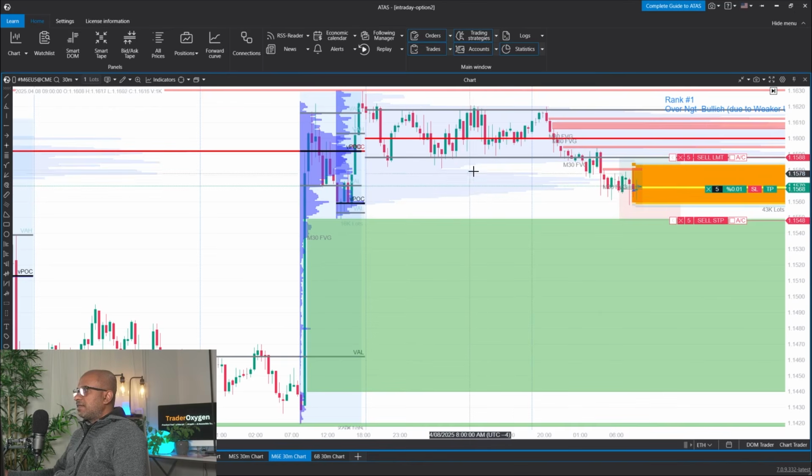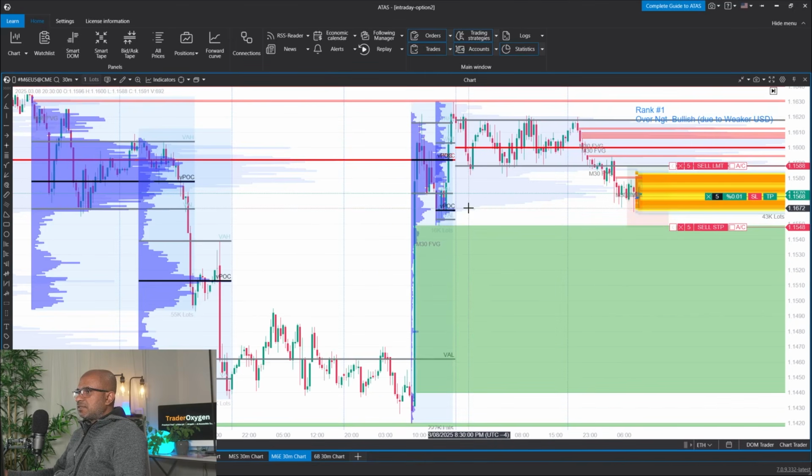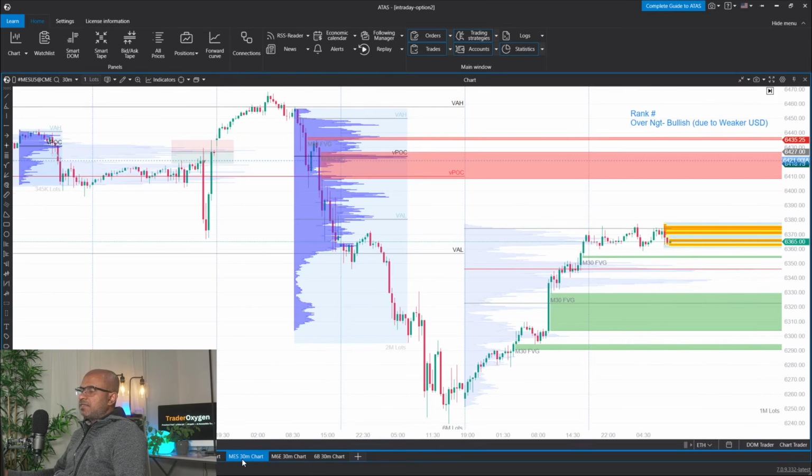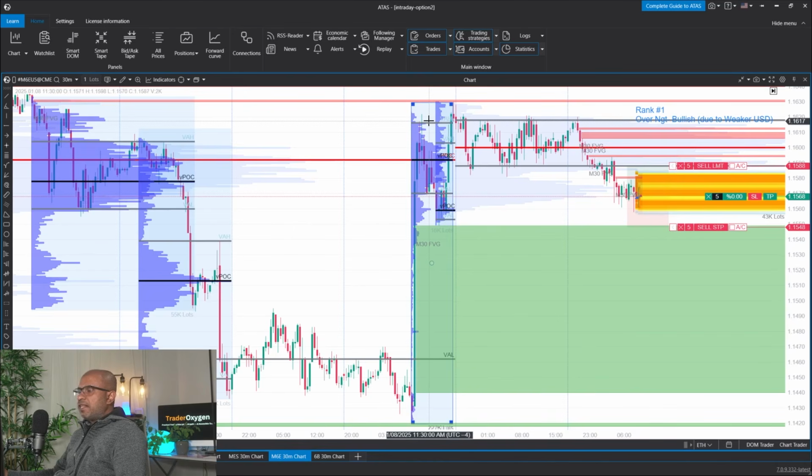And then yesterday, Monday and Friday. If I just zoom in a bit, you can see that compared to MNQ, Micro E-mini NASDAQ Index Futures, and MES, Micro E-mini S&P, the price action and the market structure is bullish in Euro FX futures. So it's a bullish market structure over here.